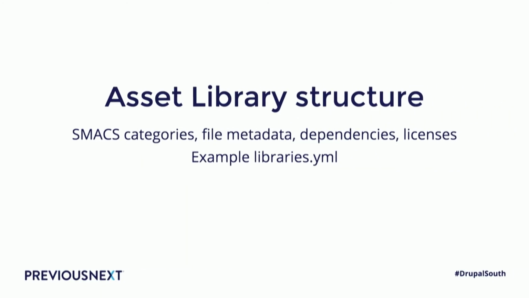So what's the structure of the asset library system? It's broken down into things like SMACSS categories. You've got file metadata, dependencies, licenses, and the docs cover all of this stuff now, but I'll just go through some examples.